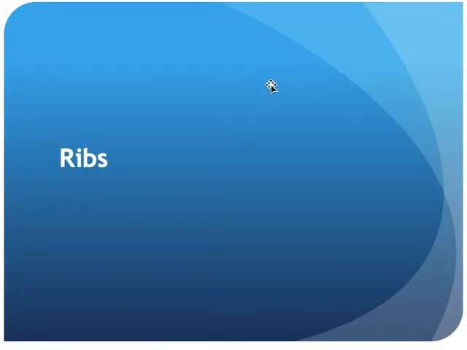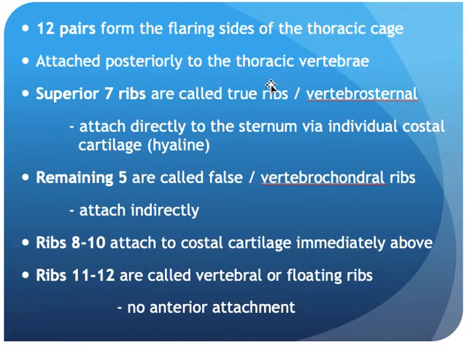Okay, so now we get to the ribs more specifically, and we want to know that there's 12 pairs. They're going to form the flaring sides of the thoracic cage. Posteriorly, we've already said they're attached to the thoracic vertebrae. Your superior 7 ribs, again, this is good for multiple choice questions, are going to be called true ribs. They're called true ribs because they attach directly to the sternum, okay?